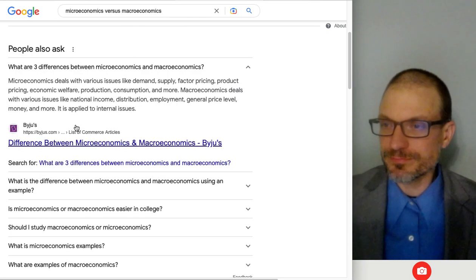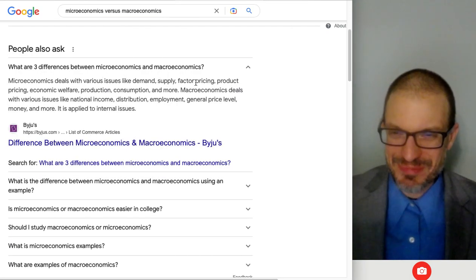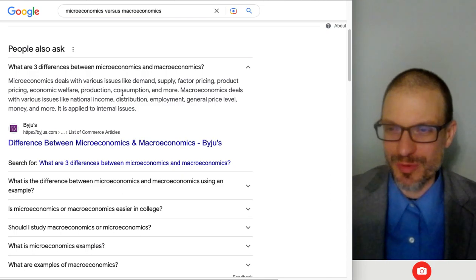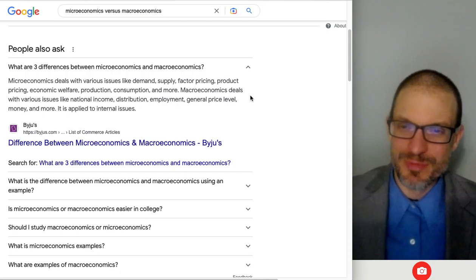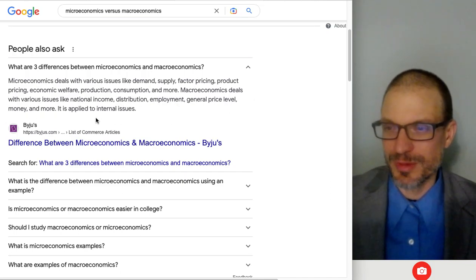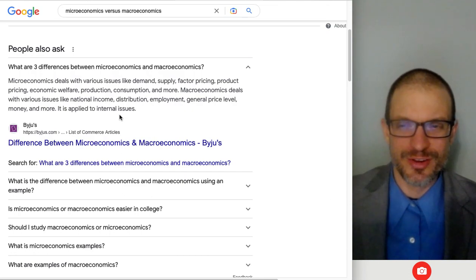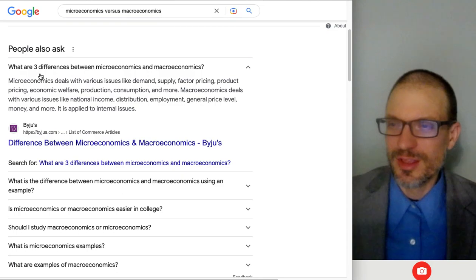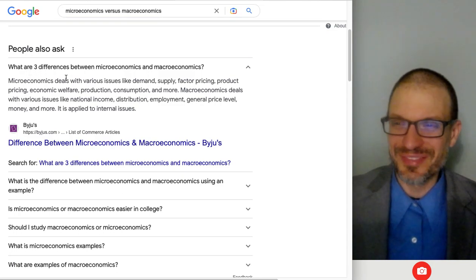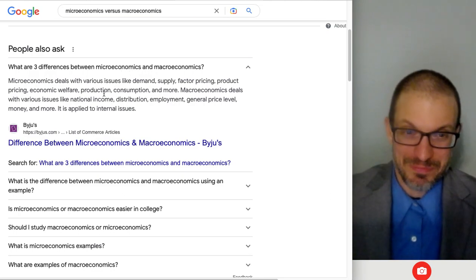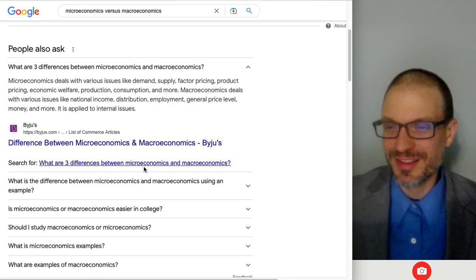Let's see what it says. "It deals with things like demand, supply, factor pricing, product pricing, economic welfare, production, consumption." Yep, those are all good topics. "Macroeconomics deals with various issues like national income distribution, employment, general price level applied to internal issues." That's wild. I don't know what internal issues is corresponding to. This says what are three differences between microeconomics and macroeconomics? I guess pick from this list because there's more than three, but whatever.